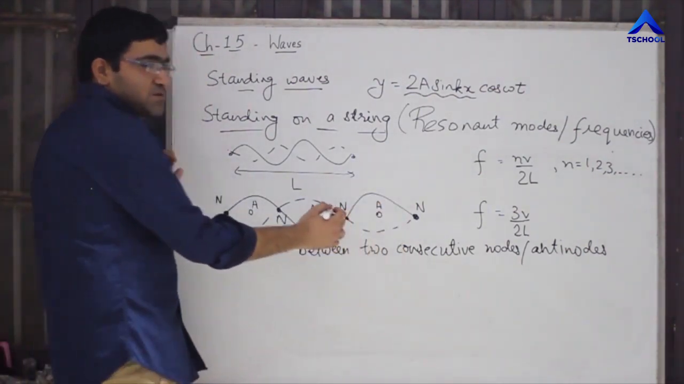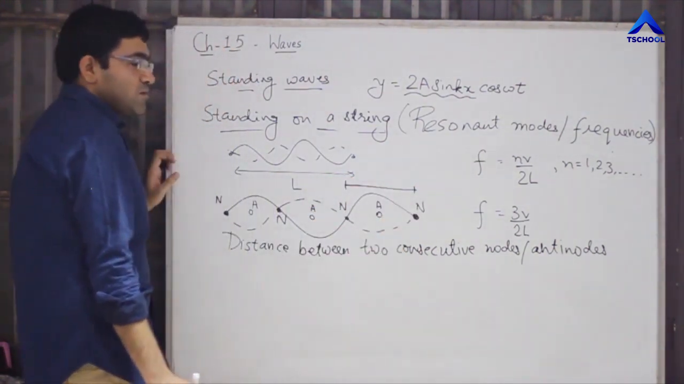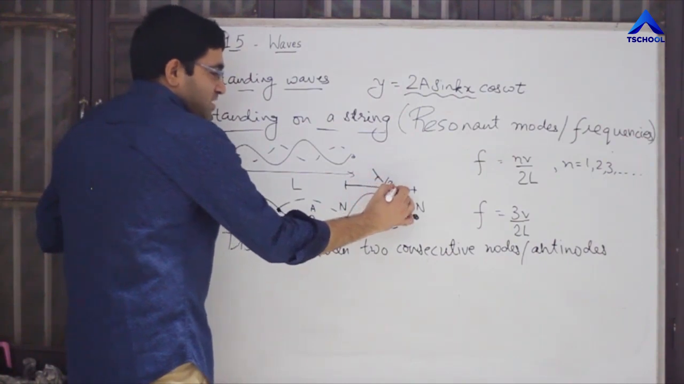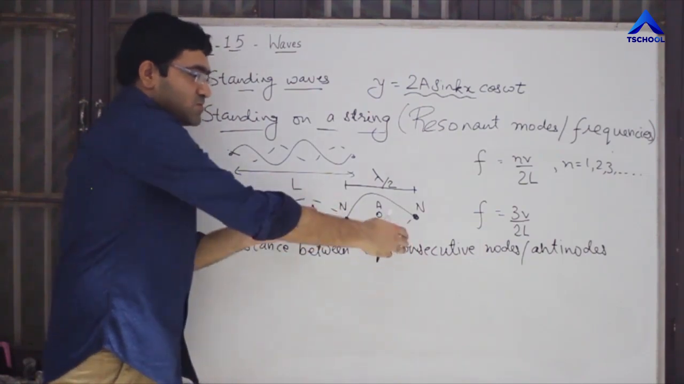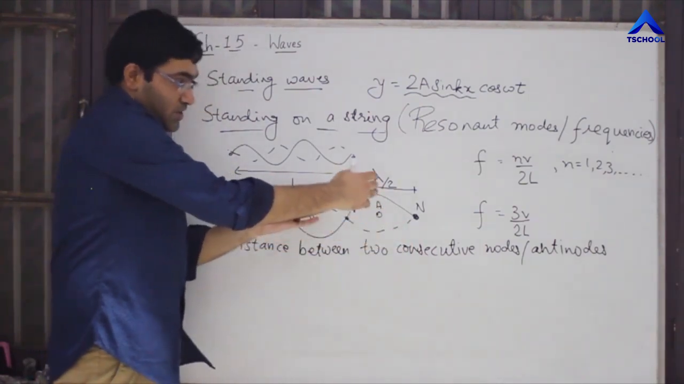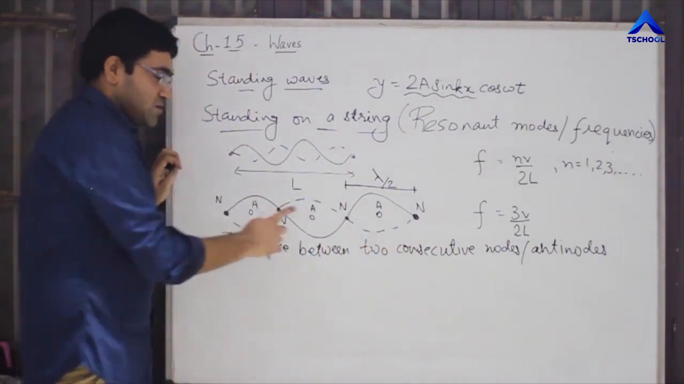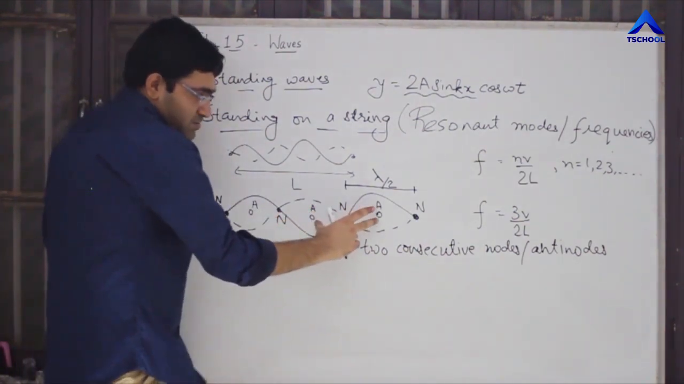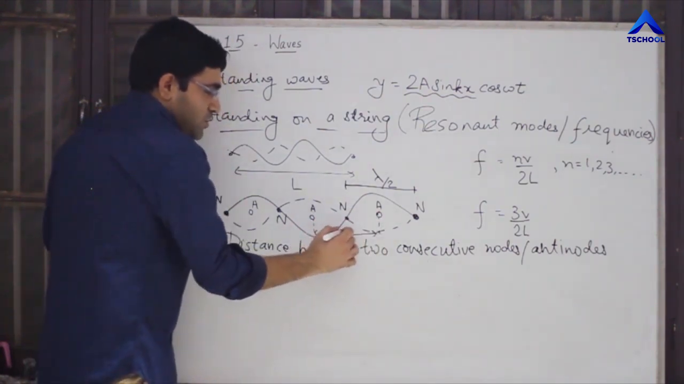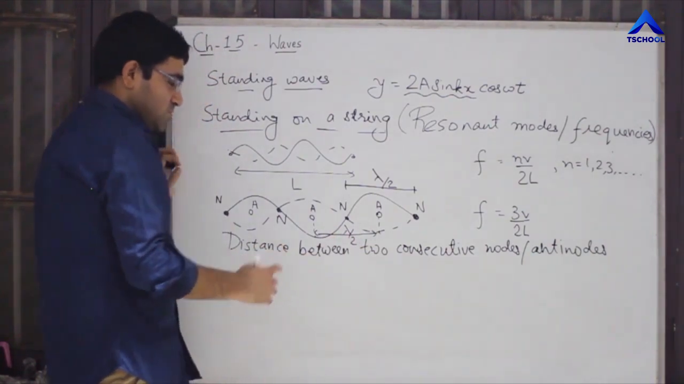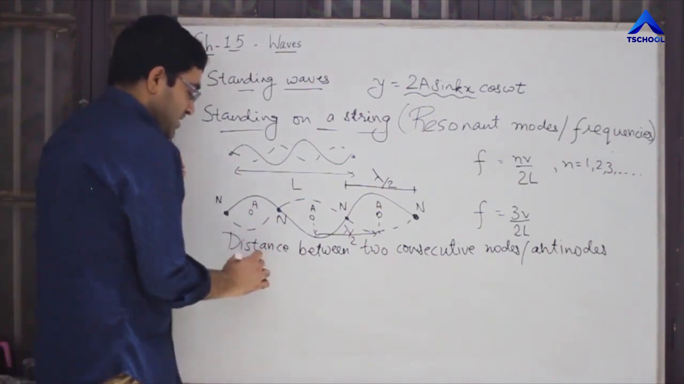If you have a look at this carefully, you would realize that this distance is equal to half of the wavelength. This is one wavelength, cut it into 2, so you have half of a wavelength over here. That means the distance between these 2 nodes is lambda by 2. Same over here. Similarly, the distance between these 2 antinodes, because they are symmetrically located, is also lambda by 2. So the answer is that the distance between 2 consecutive nodes or antinodes is lambda by 2.